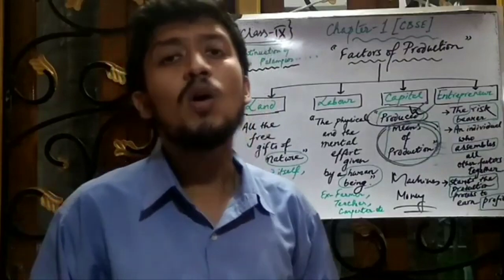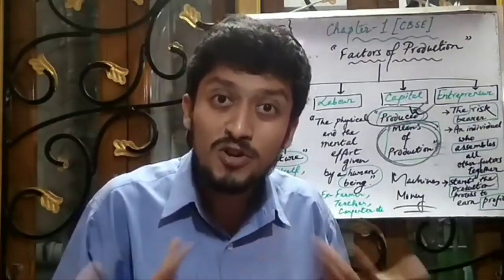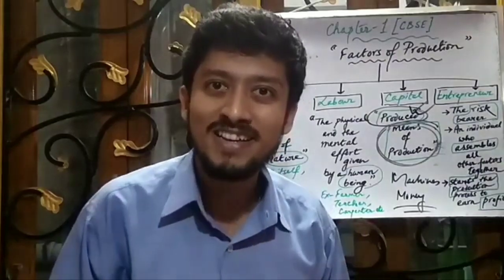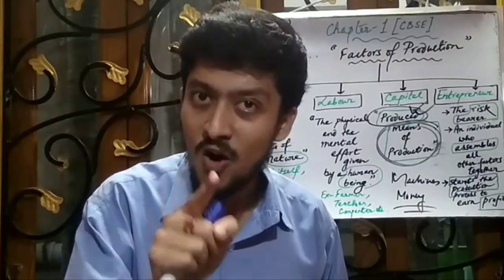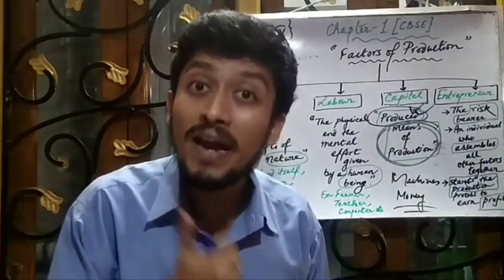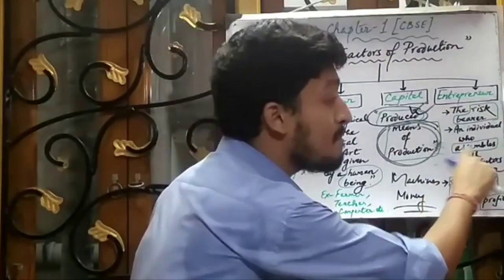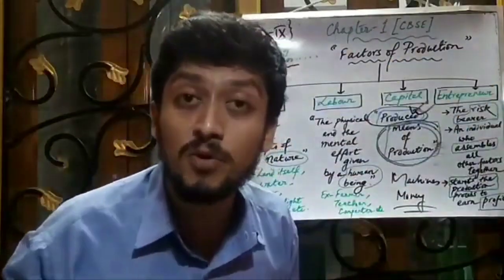But who is an entrepreneur? An entrepreneur is a producer, the owner of the company, a risk bearer, who bears the risk and actually runs the entire production system. He is that individual who assembles the other factors of production.